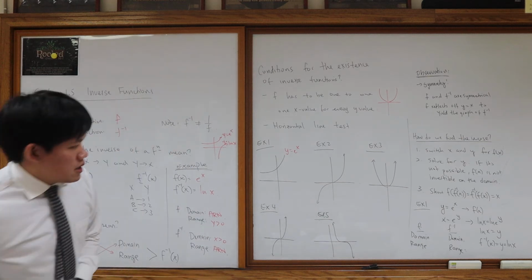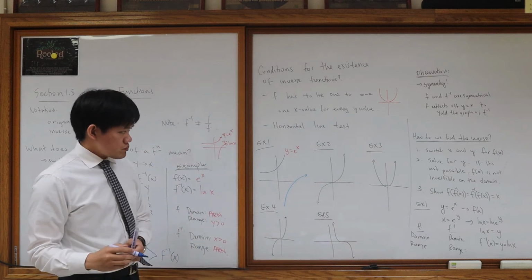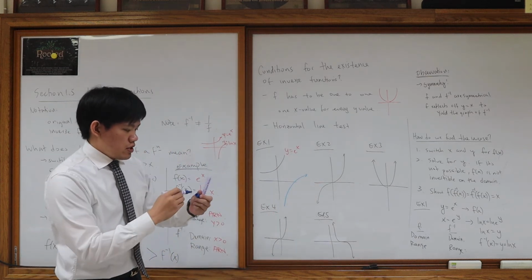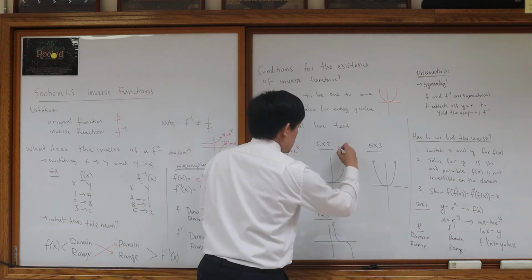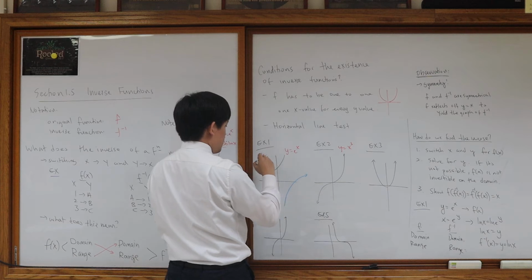Okay, let me get a marker. ln of x looks like that. Okay? Now, this next function here, we have y is equal to x cubed. Okay, so this one passes. This one is okay.